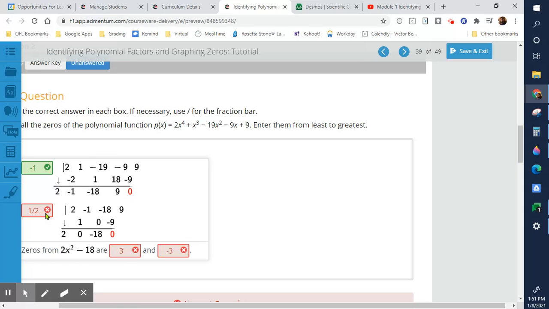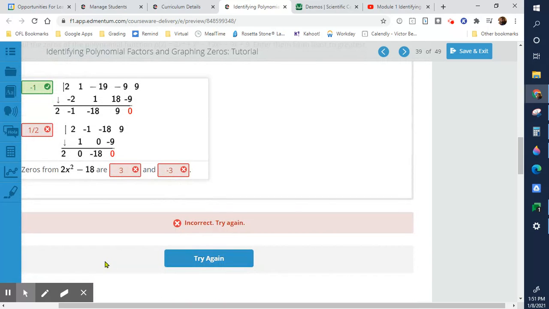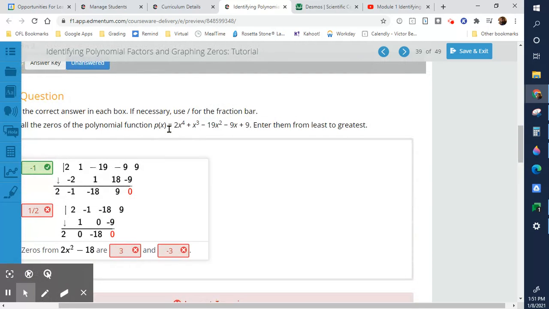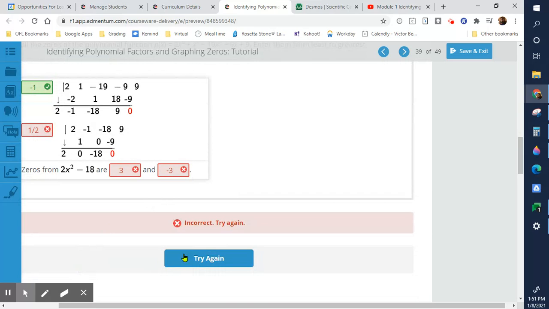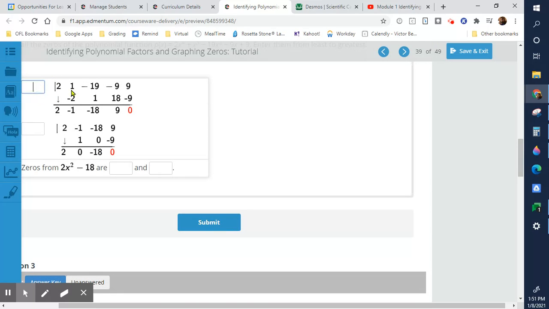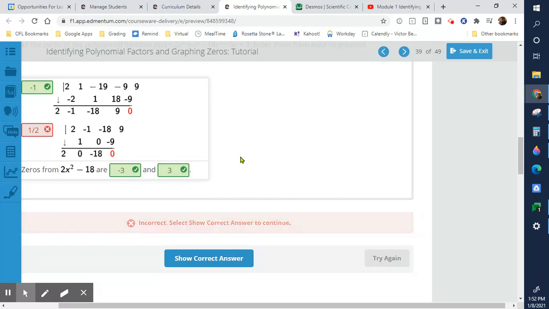All right, let's try this again. So the first one we said was -1. That one was fine. The next one was 1 divided by 2, least to greatest, and we wanted this to be -3, and we want it to be +3. So I don't understand why they're saying that half is wrong. Still don't understand it. Just goes to show you that Edmentum follows its own rules sometimes. Unfortunately, that just kind of happens.